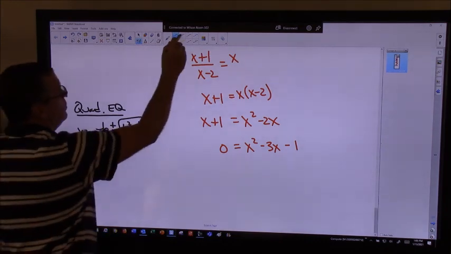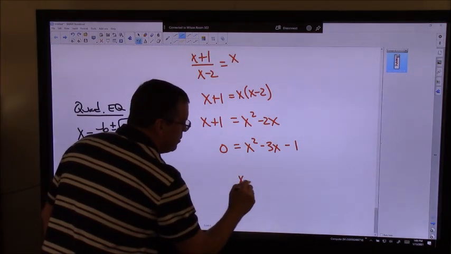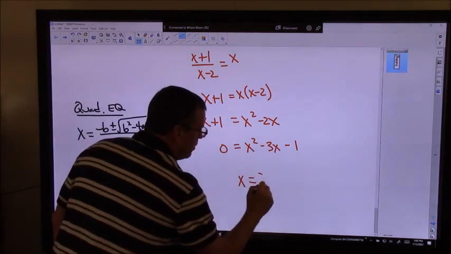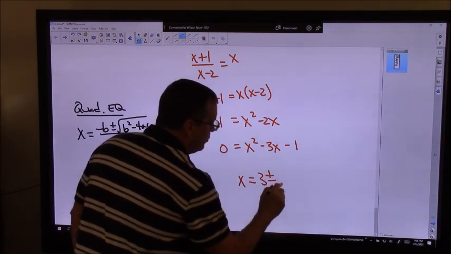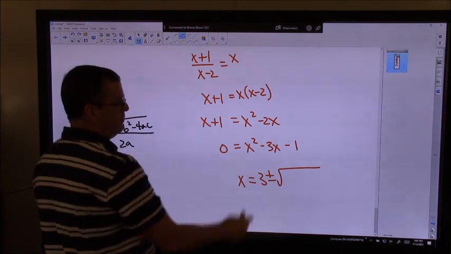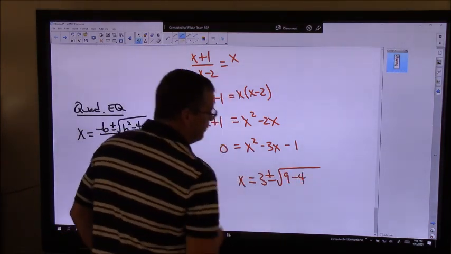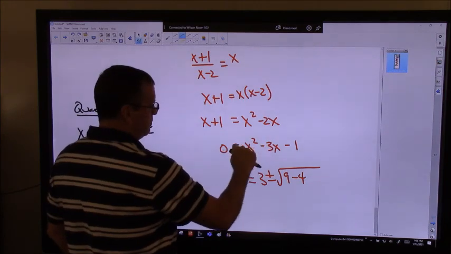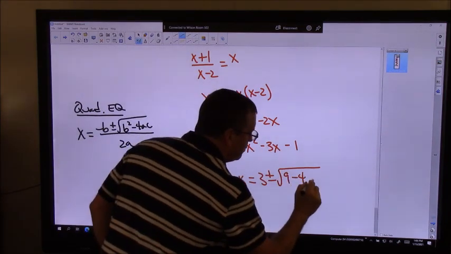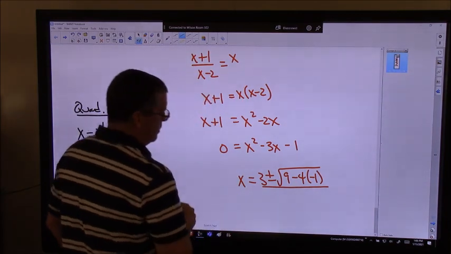Okay, so what I want to do in this problem is I want to say x equals opposite of b plus or minus the square root of b squared. Negative 3 times a negative 3 is a positive 9. Minus 4 times ac. A times c would be a negative 1. All over 2a.